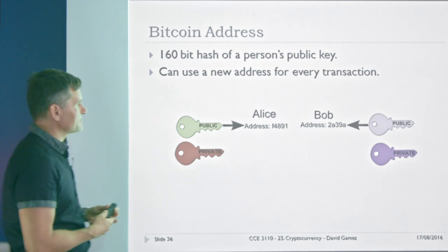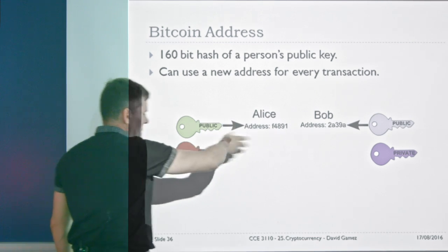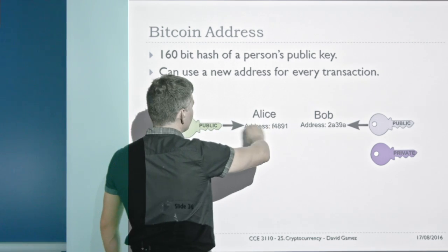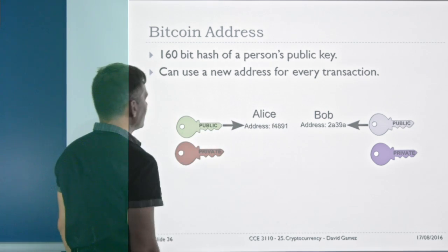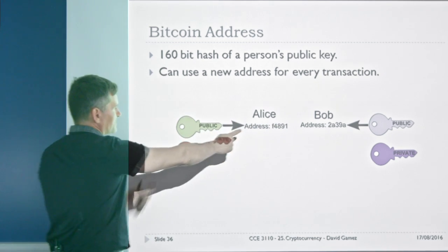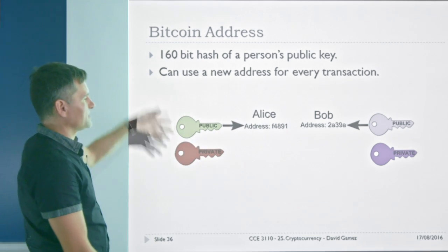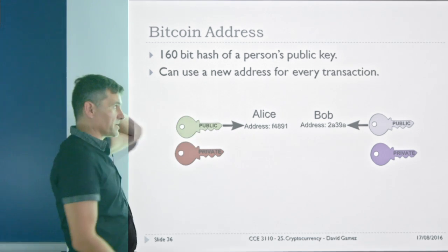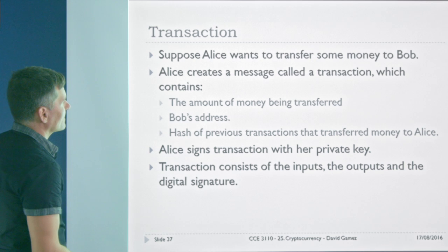So let's start with the address. Each person has a Bitcoin address. They generate the public and private key, and the public key is hashed to produce the address for Alice and the address for Bob. There's no limit. It's not a unique association between the public key and Alice. Alice could have 20,000 public keys if she wanted. You just generate the public keys, hash them, and then you have a Bitcoin address. So you can have a new address for every transaction if you want.